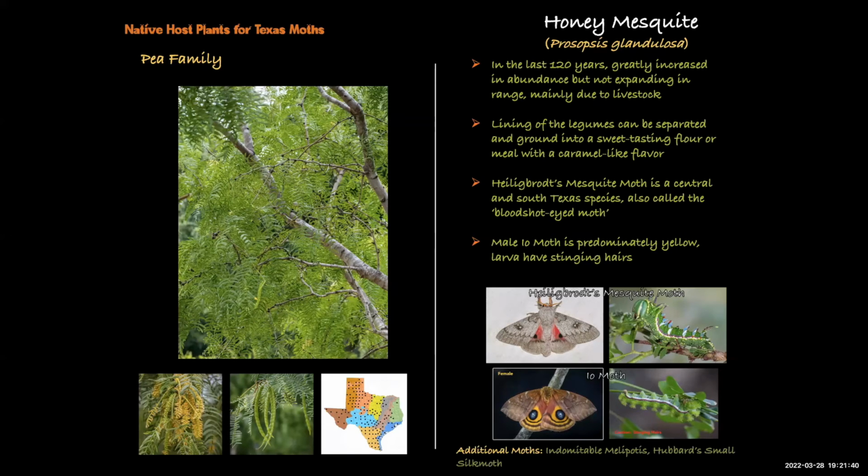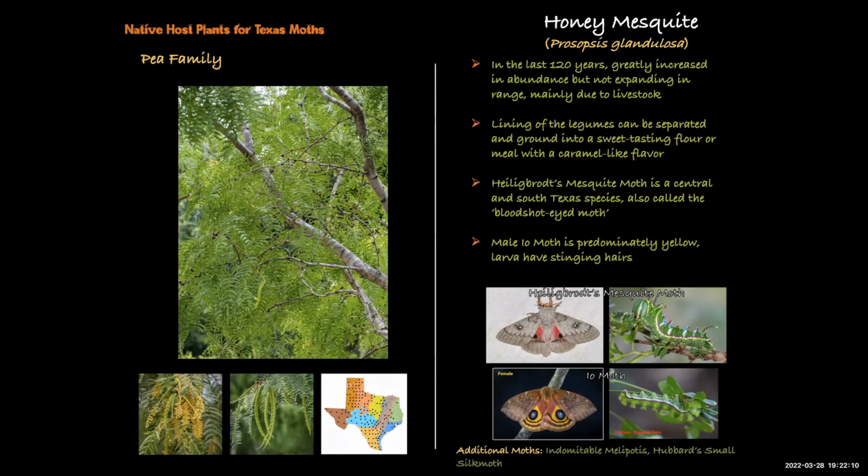The lining of the legumes on this tree can be separated and ground into a sweet tasting flour. This is done very commonly in Mexico, and Jim and I have tasted it, and it does actually taste like caramel. It looks like a yellow flour, and children will actually carry it around in a pouch and eat it like candy. That is also why livestock likes to eat these legumes, because they are very tasty.